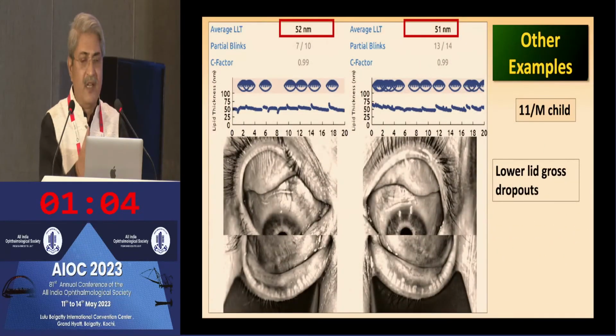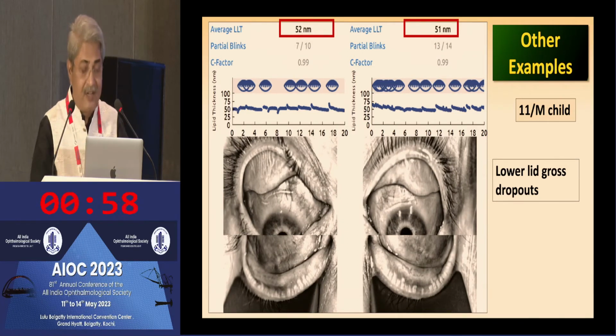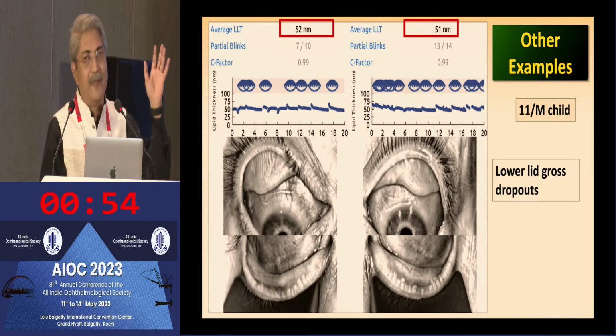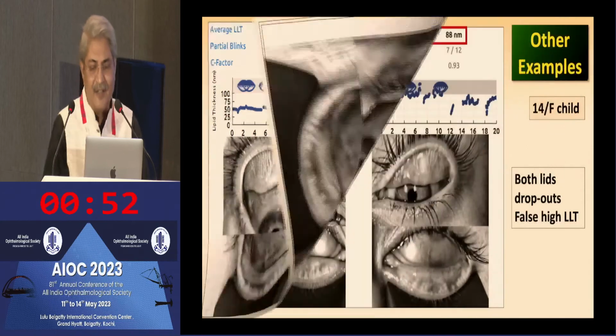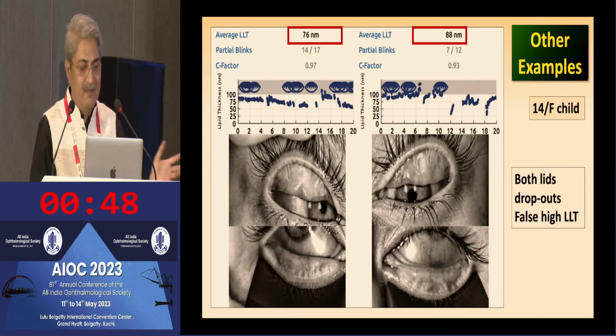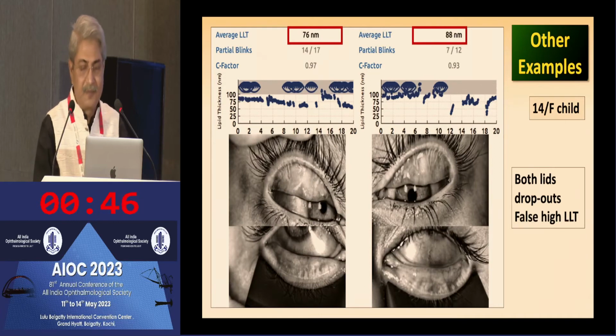I call it, in simple words, disuse atrophy of the meibomian gland. So you see this is an 11 year old child, lower lid. You will really not like this picture. That is an 11 year old kid; what will the picture be at the age of 60 years? So this is another, a 14 year old female. You see that the picture is horrible.